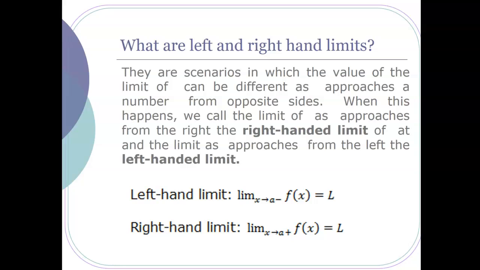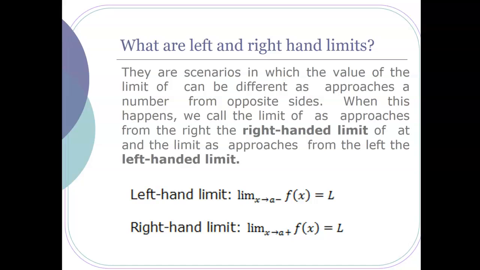All right, so we are picking up with 2.1 day 2, and we're going to talk about left and right hand limits. Left and right hand limits are limits that are only being evaluated from one direction. A left or right hand limit is a limit that is only being evaluated from one direction. These are the scenarios in which the values of the limit can be different as you approach from the left side versus approaching from the right side.